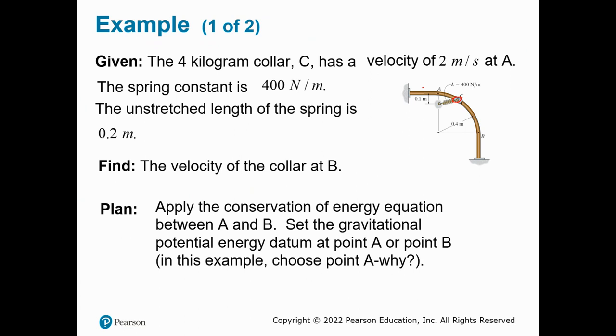Okay, so at location A, velocity is 2 meters per second. The spring constant is 400 Newtons per meter. The unstretched length of the spring is 0.2 meter. We're looking for the velocity of the collar at B.